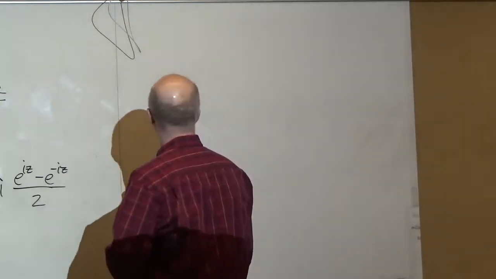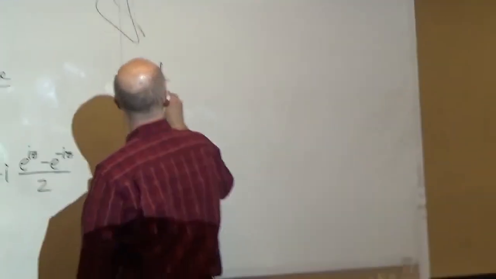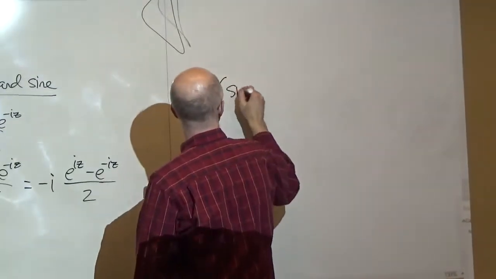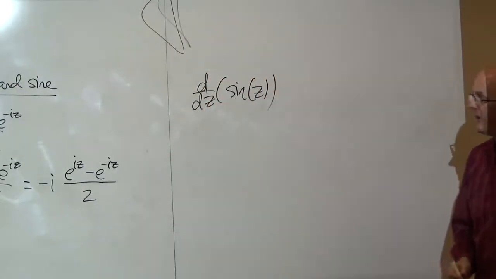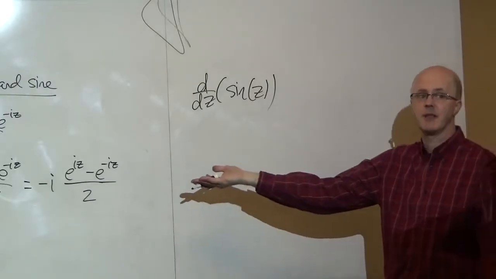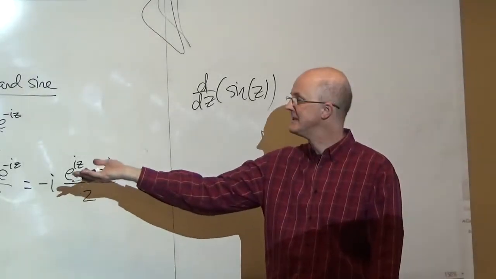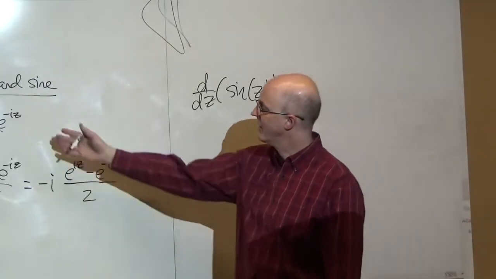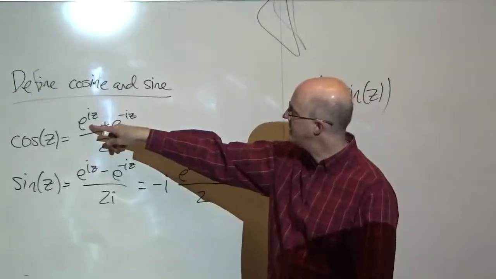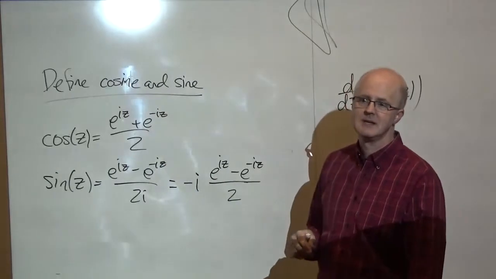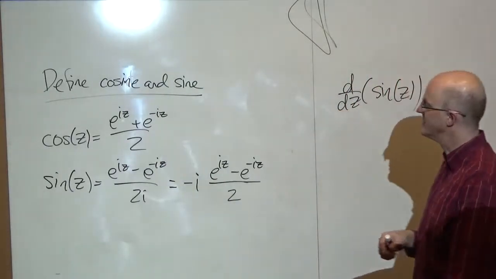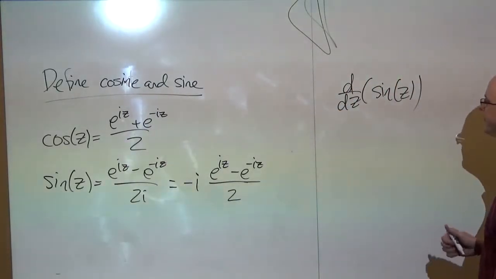Is the derivative of sine z equal to cosine z? Will that property carry over? Certainly these functions are entire, by the way, since e to the z is entire. And since these functions are made up of compositions of e to the z with i times z, and you're also doing arithmetic, these functions are definitely differentiable.